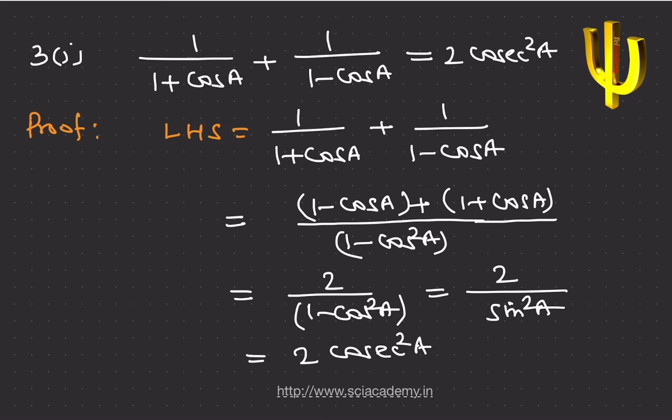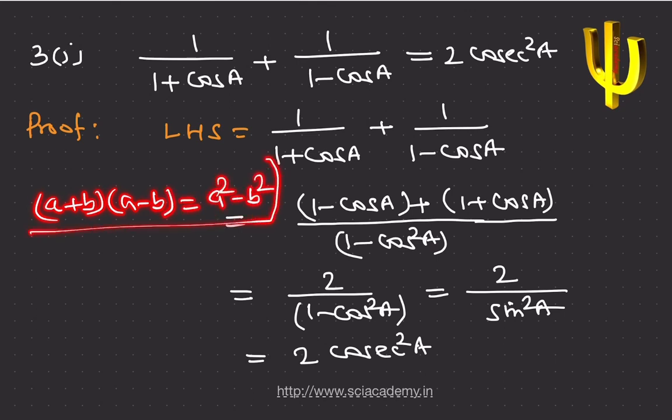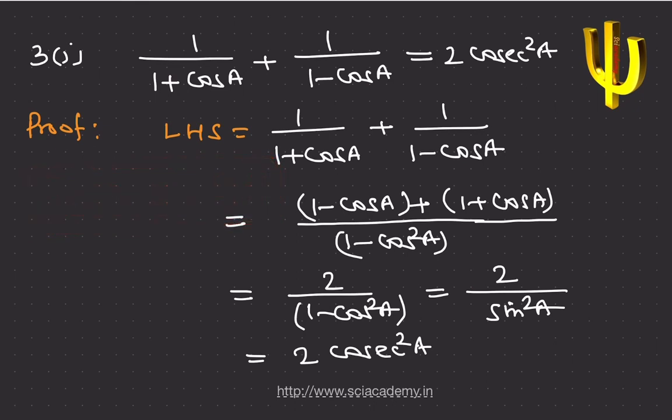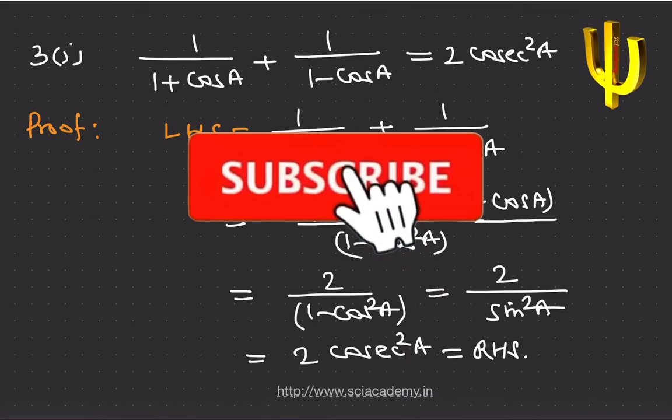Children, I have applied here 1 plus cos A into 1 minus cos A equals to 1 minus cos square A. That is, you know the identity A plus B into A minus B equals to A square minus B square. So this is the identity which we apply here. So this becomes equal to RHS. Hence the problem is proved.